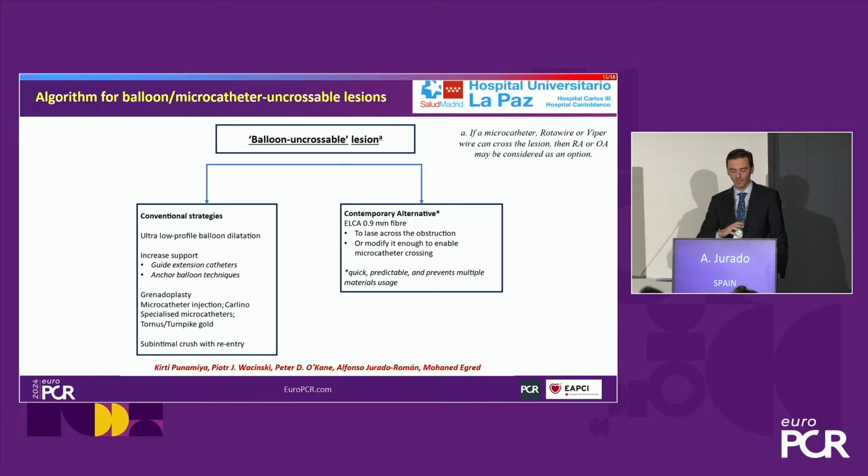Of course, you can do the conventional strategy, low profile balloon, increase guide support, or more aggressive techniques like Carlino, granuloplasty, or dissection reentry. But laser could be a good alternative because it could modify the lesion enough to cross everything afterwards, even if the laser catheter cannot cross. So it's quick, predictable, and prevents multiple materials usage.